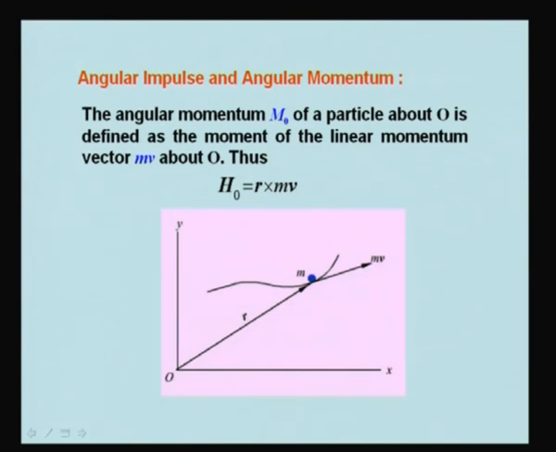This is a particle having a linear momentum mv. The direction of the linear momentum is the same as the direction of the velocity. Its position vector with respect to a fixed point O is given as R. Then we define the angular momentum about this point as R cross product mv. The cross product of two vectors is also a vector. Therefore, the angular momentum is a vector. Angular momentum is also called the moment of the linear momentum.